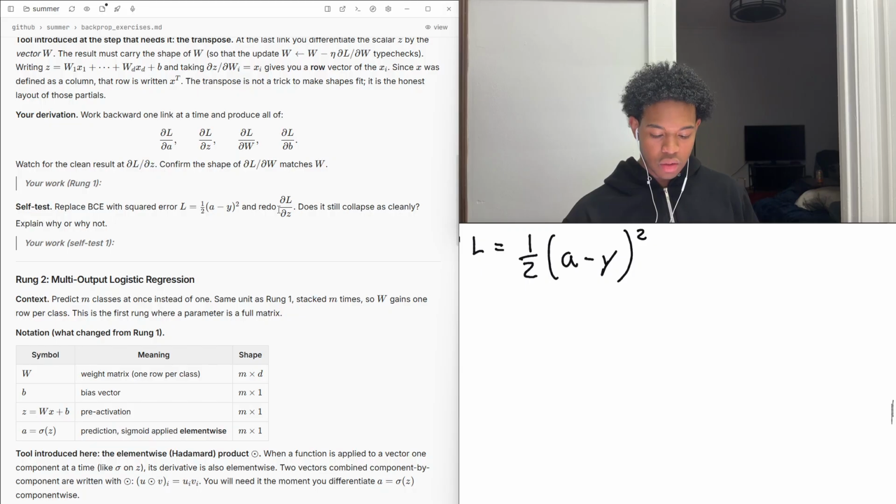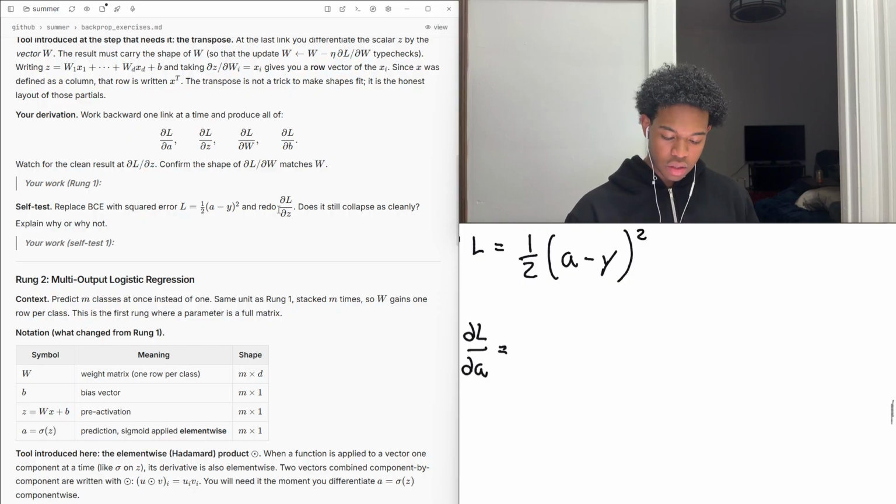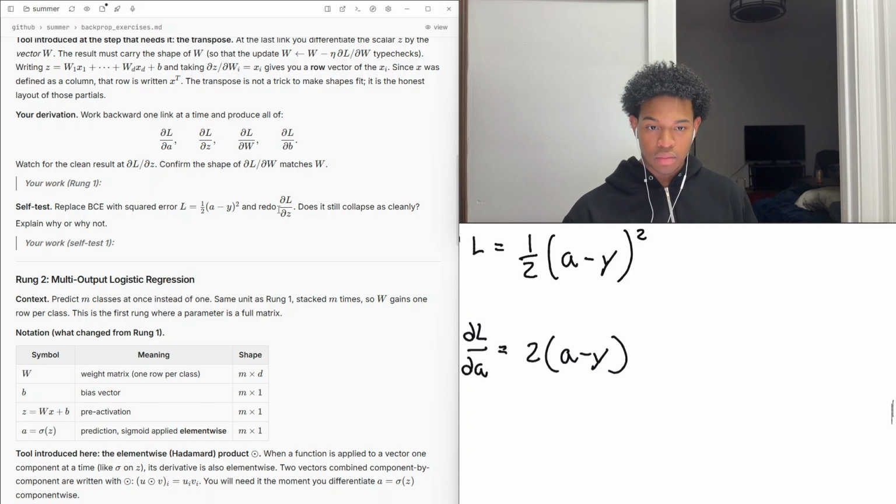Let's see. So the first thing we want is the partial derivative of L with respect to A, which equals 2 times A minus Y times nothing. Times 1. There's nothing. Yeah. Okay.